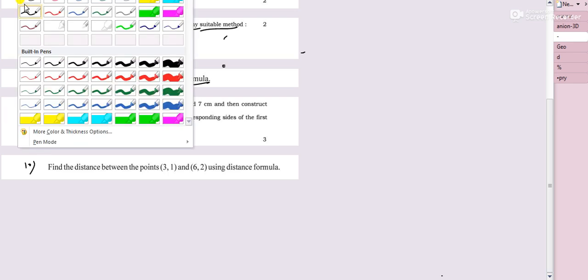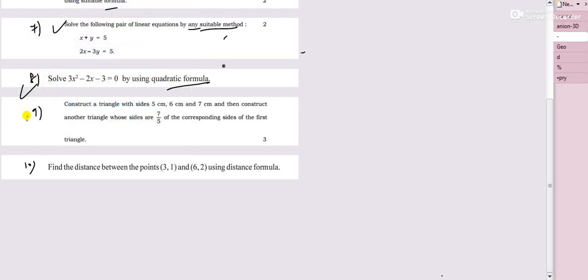So question number 9. What does it say? See, it is from construction. Construct a triangle. Sometimes this type of question you will get for 3 marks. Yes, it is for 3 marks. I have taken it, but learn this as well.